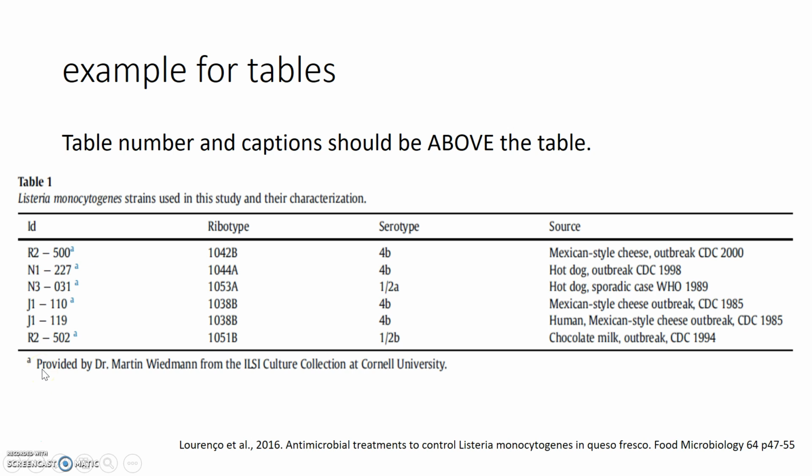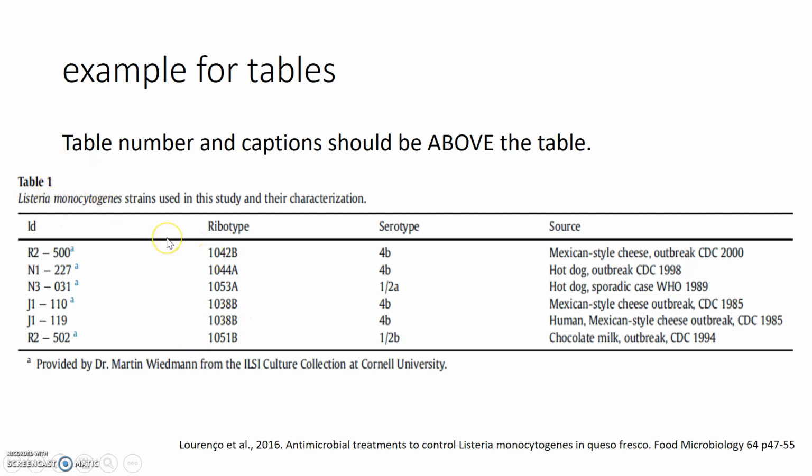This is an example of a table. As you can see, that is the table number with the caption. In this case, this particular bacterial strain is used in this study, and this table shows their characterization. As you can see, the table number as well as the table caption should always be above the table, on top of the table.